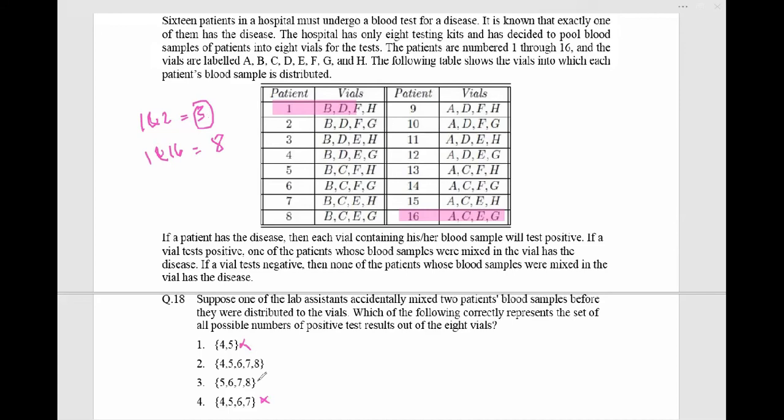Now 4 vials will be affected if and only if there are 2 persons whose all 4 vials are common, which is not at all possible with this distribution. In the distribution you can see, it is an either-or between AB, then either-or between CD, then either-or between EF, then either-or between GH. It's impossible to have 2 persons with all 4 common. You can have at most 3 common, like these 2. They have 3 common, whereas these 2 have 2 common.